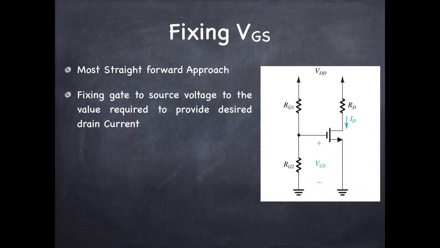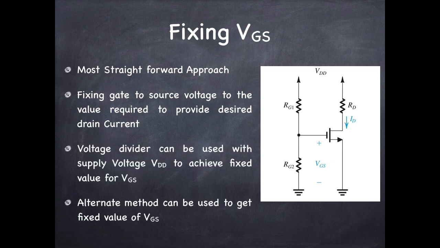The circuit here shows a voltage divider biasing circuit. We can use a dual supply circuit as well. So here what we are doing is we are fixing the gate to source voltage to the value required to provide the desired drain current. As I told you earlier, we can use alternate methods also to get a fixed value of VGS.